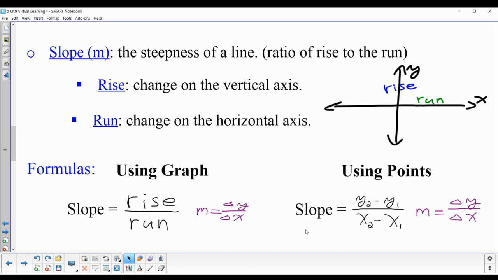Rise is still the same definition, the change on the vertical axis. Run is still the same definition, the change on the horizontal axis. Rise goes up if it's positive, down if it's negative. Run goes to the right if it's positive, left if it's negative. To find the rate of change using a graph, we are still going to do the slope is equal to the rise over the run. It is still the change in the y value over the change in the x value.